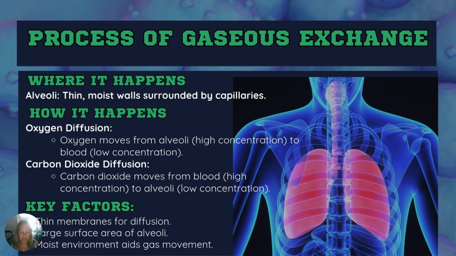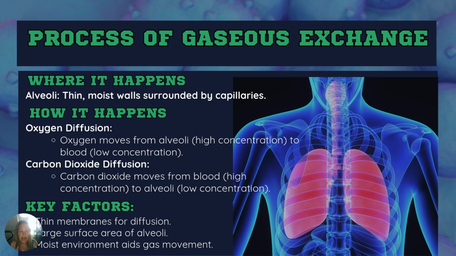So the process of gaseous exchange occurs in the alveoli, the small sacs within the lungs. They're very thin, and it's very moist in the lung area, very, very moist in the alveoli. And the amount of capillaries in there is very, very dense because there is a high amount of oxygen coming in and a high amount of gas exchange required.